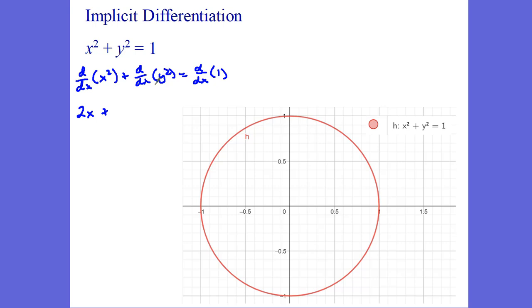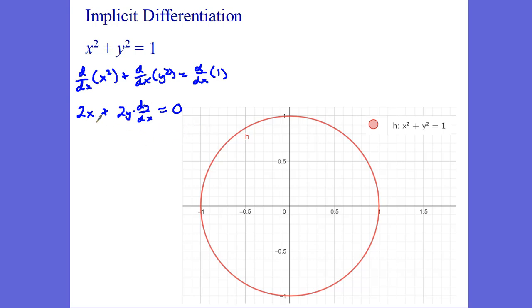What's the derivative of y squared with respect to x? It is 2y dy over dx. Does that make sense? Because we're utilizing the chain rule. What's the derivative of 1 with respect to x? Well, it's 0. It's 0, isn't it? And so what do we have here?